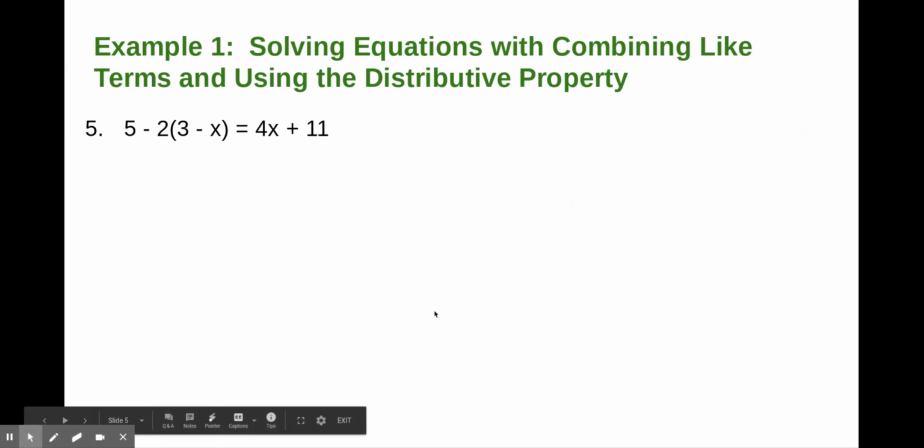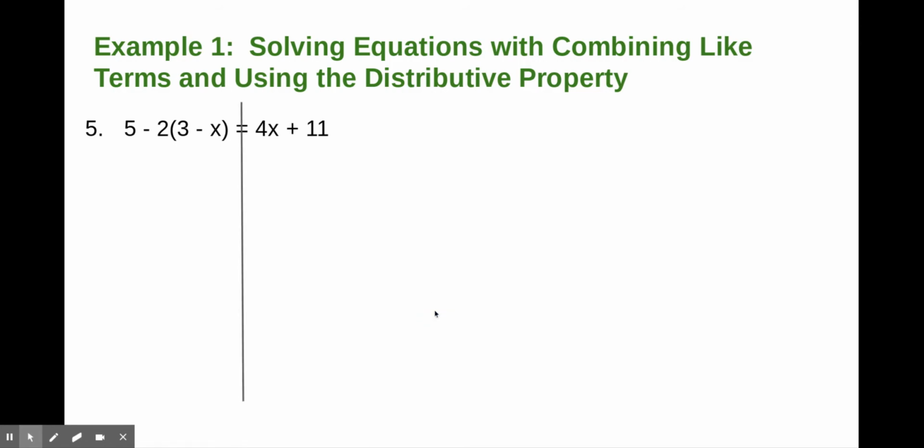All right, let's take a look at another problem. On the left side here, I have 5 minus 2 parentheses 3 minus x equals 4x plus 11. On the left side, I have parentheses, so it looks like I have to do the distributive property. Should I take 5 minus 2 first and subtract those? No. The order of operations says we have to do parentheses first. You are not going to subtract before you multiply.